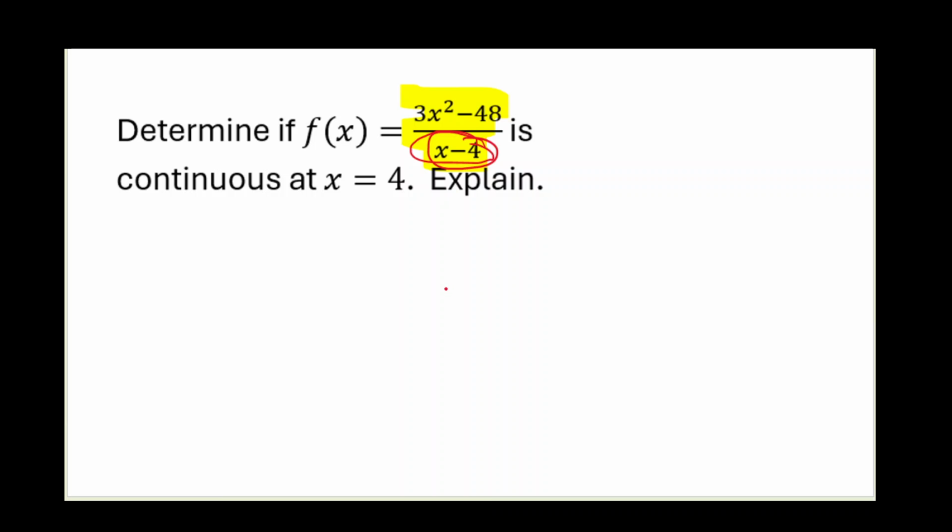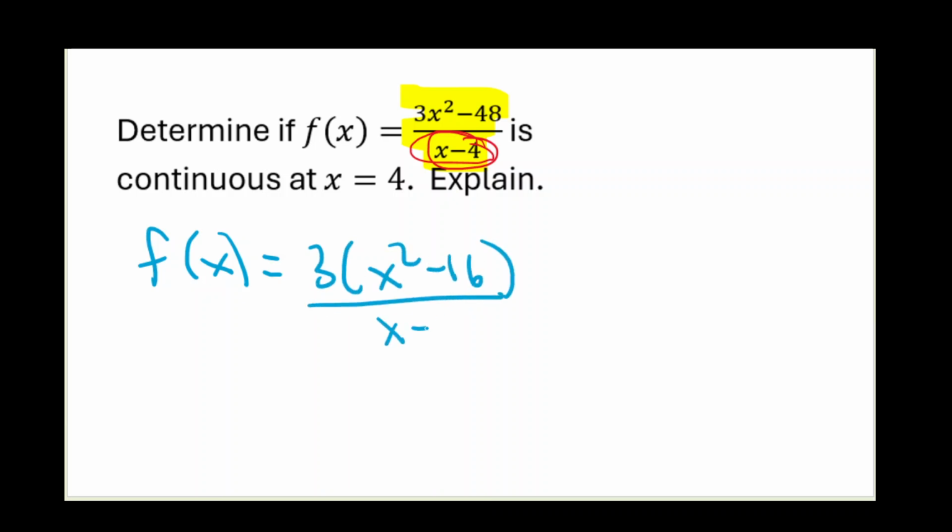So I know it's not continuous, but let's actually figure out which type of discontinuity it is. So I'm going to factor out the 3 from the numerator, and then I will factor the difference of squares.